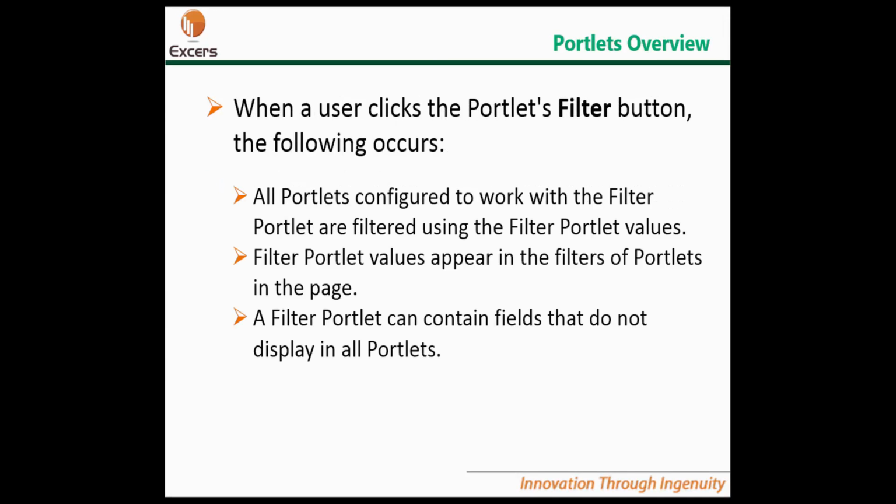When a user clicks the Portlets Filter button, the following occurs. All portlets configured to work with the filter portlet are filtered using the filter portlet values. Filter portlet values appear in the filters of portlets in the page. The portlet attribute must be mapped to the filter portlet field for the value to display. A filter portlet can contain fields that do not display in all portlets. In this case, the affected portlets still filter on the filter portlet's values, even if the values are not displayed.